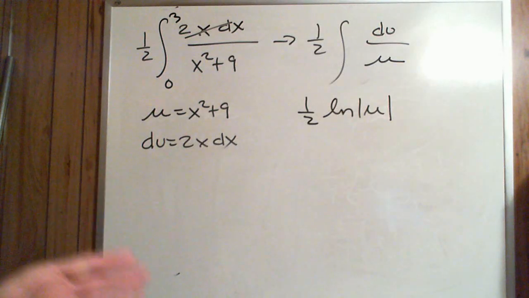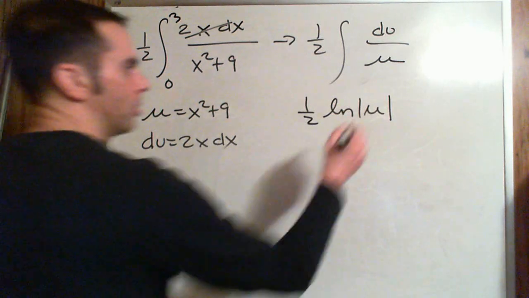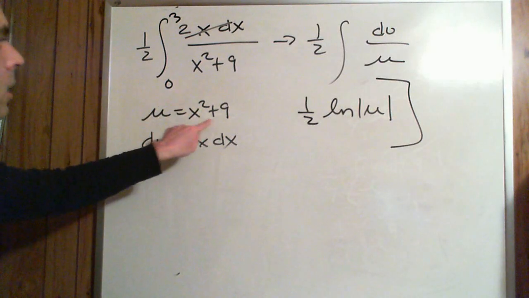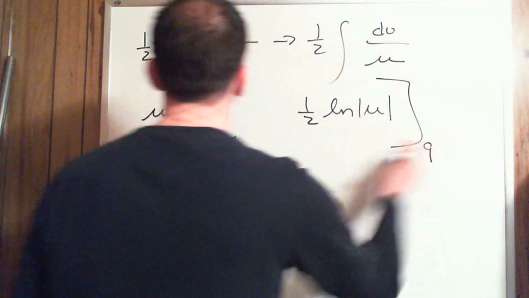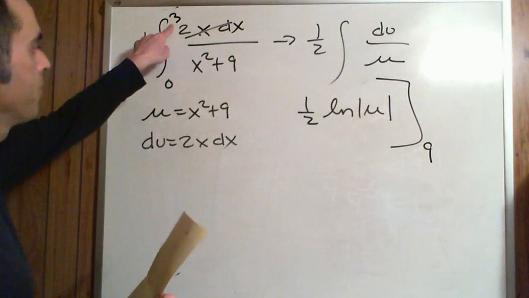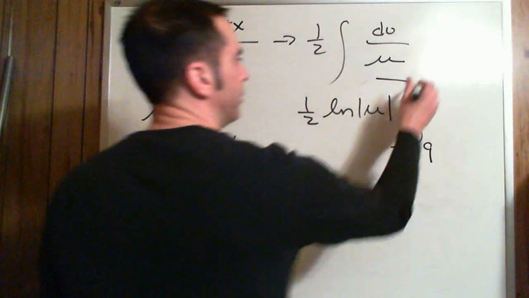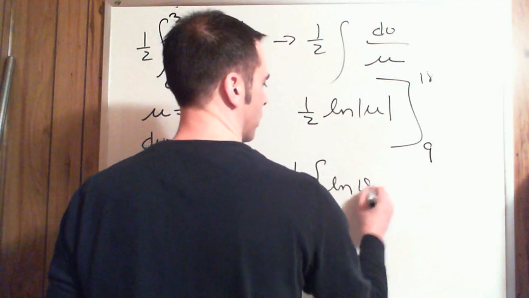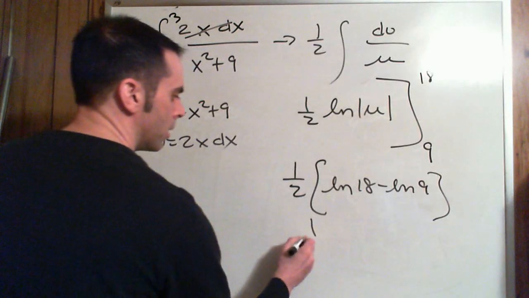But again, that's where we'd put the plus c; there's no longer a c. We're going to evaluate that at our limits of integration. So when x is 0, u is 9. And when x is 3, 9 plus 9 is 18. So the top limit goes first, and the bottom limit goes second.